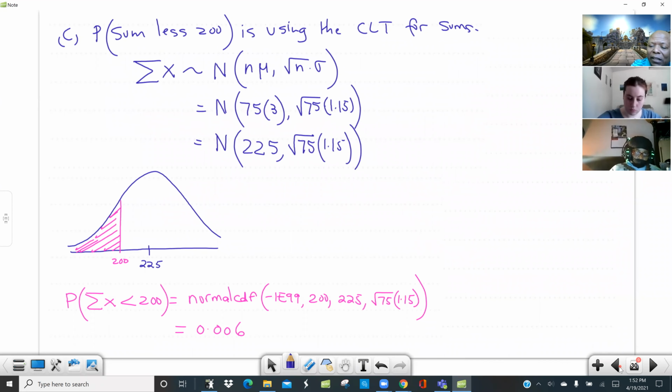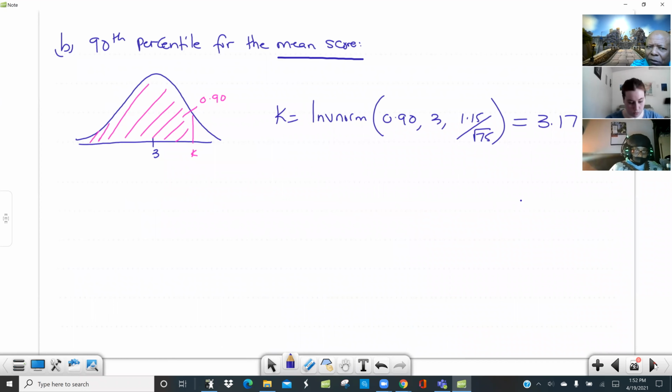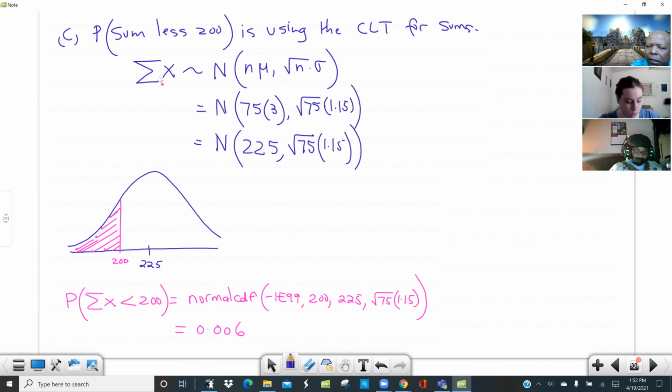Well, how about part C? Part C and D are discussing the sums, the probability that the total, the word total says it all, that the total of the 75 scores is less than 200. Well, from the central limit theorem, the sums follow this kind of normal distribution. Let us populate these values and we see what is happening. N is 75, mu is 3. If I multiply 75 by 3, I get 225.